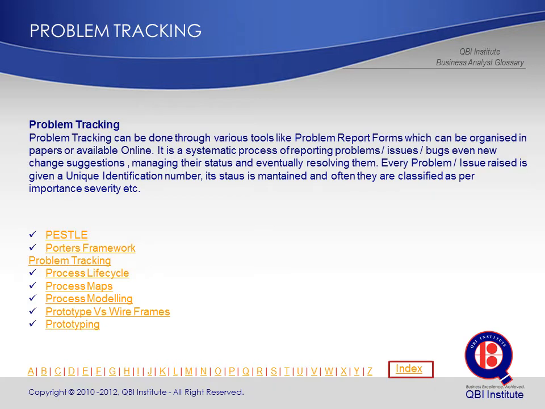Problem tracking. Problem tracking can be done through various tools like problem report forms, which can be organized on paper or available online. It is a systematic process of reporting problems, issues, bugs, even new change suggestions, managing their status and eventually resolving them. Every problem issue raised is given a unique identification number, its status is maintained and often they are classified as per importance, severity, etc.